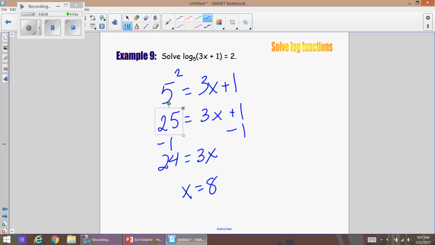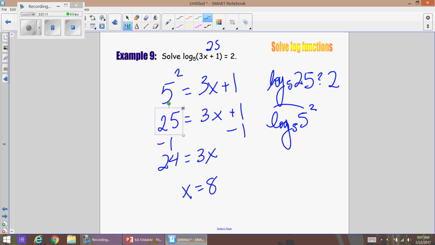All right, does 8 check? If I put an 8 in here, I get 3 times 8. 3 times 8 is 24. 24 plus 1 is 25. So this is the log base 5 of 25, and it is supposed to equal 2. Well, I could plug it in the calculator, but this is like saying log base 5 of 5 squared. Log base 5 of 5 would cancel, leaving the 2. Yes, 2 equals 2. 8 checks.